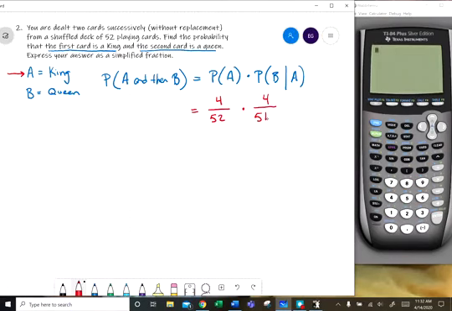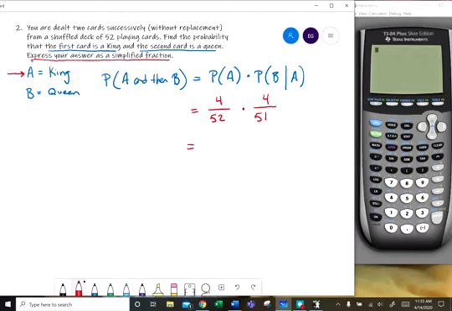And this is what conditional probability is. All it means is that when you're looking for the probability of a step-by-step sequence of events, you're using the multiplication rule. Conditional probability just says update your counting, update your numbers at each step in the sequence. So we updated the 52 to a 51, and that's that. Okay, so we want to multiply 4 over 52 times 4 over 51, and we want to express our answer as a simplified fraction.